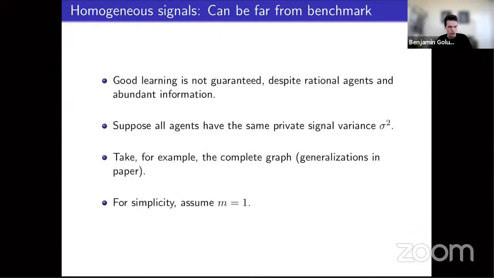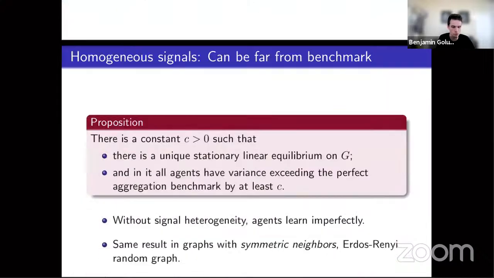So the first result I'm going to tell you is going to substantiate this point that you can be far from the benchmark even with Bayesians if their information is sort of a monoculture. It's independent, but it all looks the same. And this is just like the media example, right? So we're going to assume memory equals one.